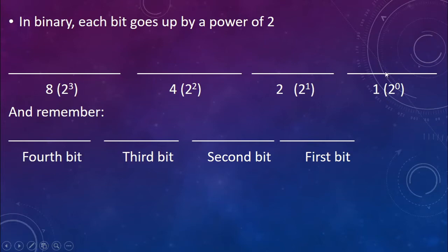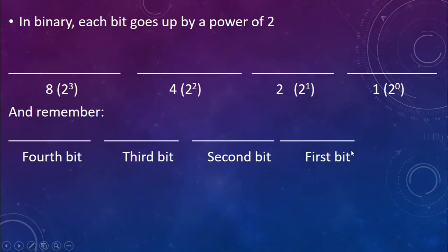So you can either have 0 or 1 here. Highest number you can have is a 1. So 2 to the 0 is 1. 2 to the 1 is 2. 2 to the 2, squared, is 4. And 2 to the third is 8.